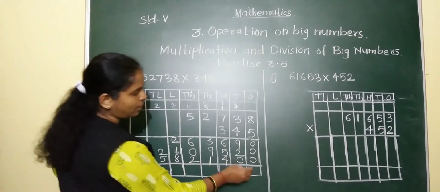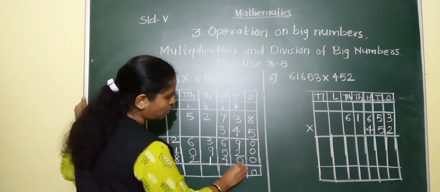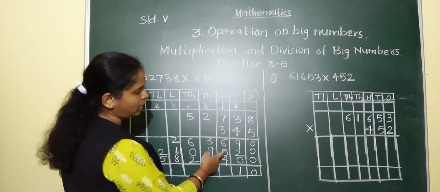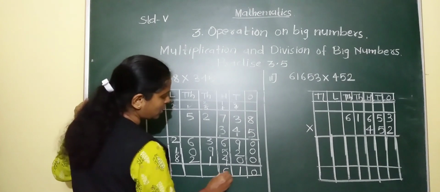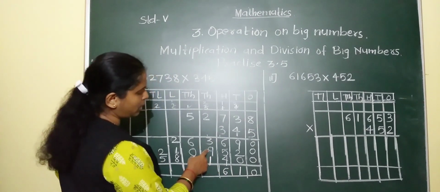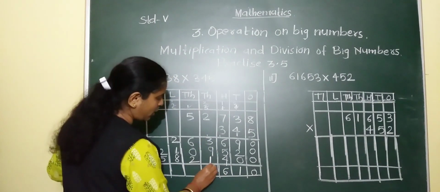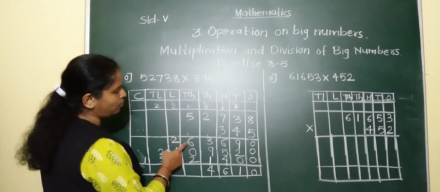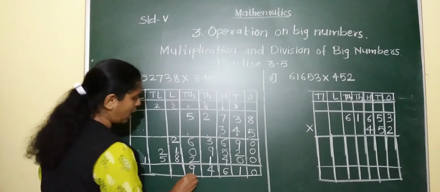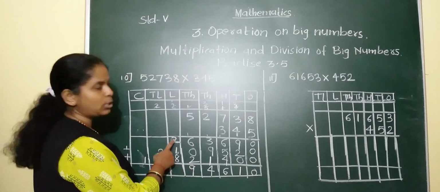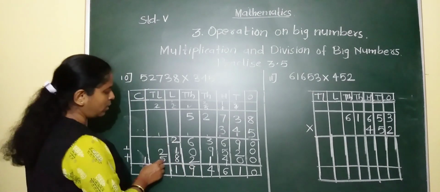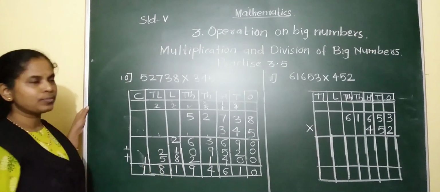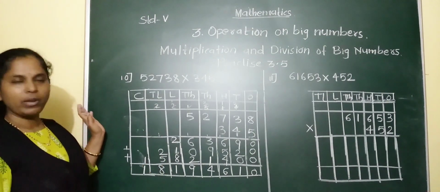So now add this number. 0, 9 plus 2, 11, carry 1. Okay. 4 plus 5, 9, 9 plus 6, 15, plus 1, 16, carry 1. 9 plus 1, 10, plus 3, 13, plus 1, 14, 4 carry 1. 6, 2 plus 0, 2, plus 6, 8, plus 1, 9. 8 plus 1, 9, plus 2, 11, carry 1. 5 plus 2, 7, plus 1, 8, and this one. In this way, we have to solve.